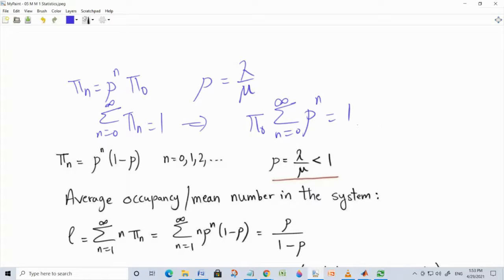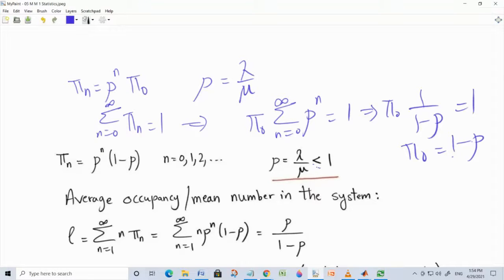If rho is 1 or greater than 1, this summation will not make sense. So you can see here that you get a stationary distribution, but it is conditional. You are not guaranteed to get a stationary distribution. You get one so long as the parameter rho, which is lambda, the parameter of the inter-arrival time, over mu, the parameter of the service time, is strictly less than 1, so that this geometric series converges, and we have 1 over 1 minus rho. So pi 0, under this condition, is equal to 1 minus rho.